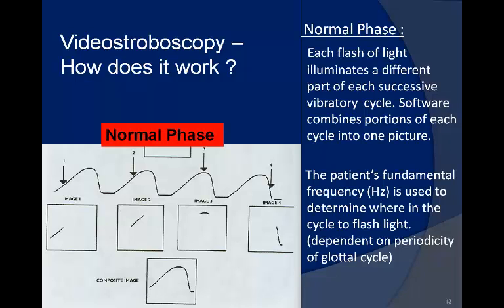The illustration in the slide shows you 4 cycles of vibration. The vertical arrow shows where in each cycle the light will flash and the picture will be taken. The individual pictures are then combined together via a computer software program to comprise 1 cycle of vocal fold vibration. Remember that this 1 cycle is actually composed of specific sections of many cycles.